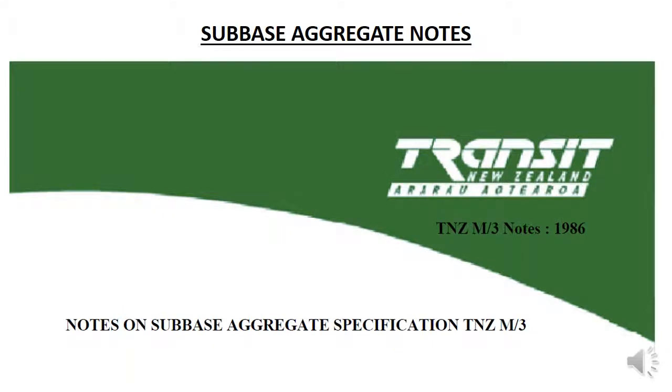However, NZTA has no specification for sub-base materials, although there is a set of notes providing guidance on the requirements for them. These notes are titled TNZ M3, Notes on Sub-Base Aggregate Specification. This document sets out what a sub-base specification should include and the minimum requirements that should be set out in it. However, it does not provide the details required to define the sub-base properties. It is left up to local councils to define the sub-base specifications for their area.